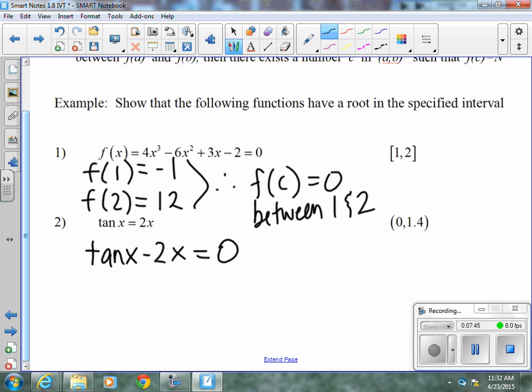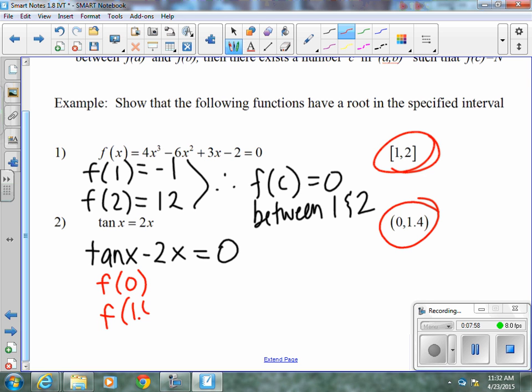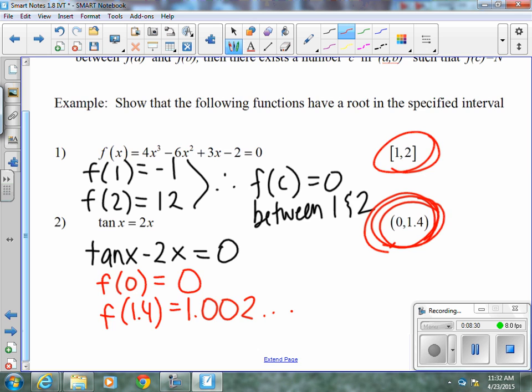It's a little bit different though. Notice how this one had brackets and this one has parentheses. That means the beginning point and the end point are not included. And you'll see that if we take f of 0 and f of 1.4, f of 0 is 0, and f of 1.4 is 1.002. That doesn't have a sign change. It doesn't definitely cross the x-axis. Does it touch it? Maybe, but it doesn't necessarily cross. What this means is that it crosses somewhere between there, so maybe we need to move in a little bit.